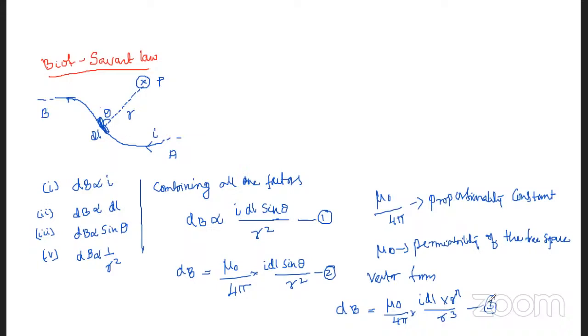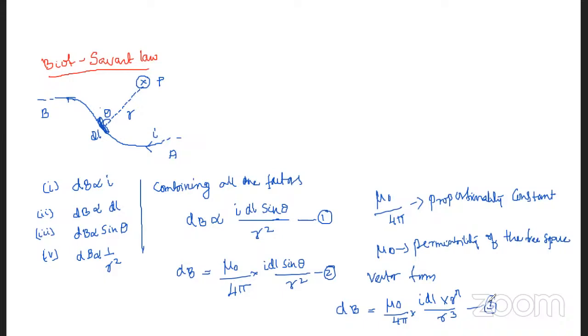So from Biot-Savart law, what we have seen is the magnetic field which is developed due to a small element dl is given by dB. This dB is directly proportional to the current I carried in that conductor, directly proportional to the length of that current carrying conductor dl, and also proportional to the sine of the angle theta between the length of the element and the line joining the element to the point. That is, dB is proportional to sine theta, and inversely proportional to the square of the distance between the point P and the conductor.